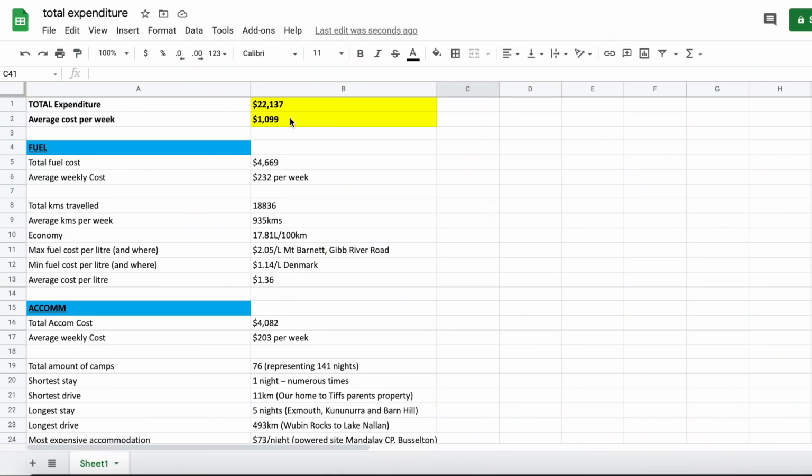Just bear in mind that we didn't do it on the cheap. We did what we considered to be pretty comfortable, didn't we? Didn't skimp on anything. So $1,099 per week, $22,137 in total. They roughly say $1 a kilometre, don't they? And ours worked out at $1.17 a kilometre, so pretty close. That's a good guesstimation for you. Another figure people use is $1,000 a week. We spent $1,100 a week, so pretty close.